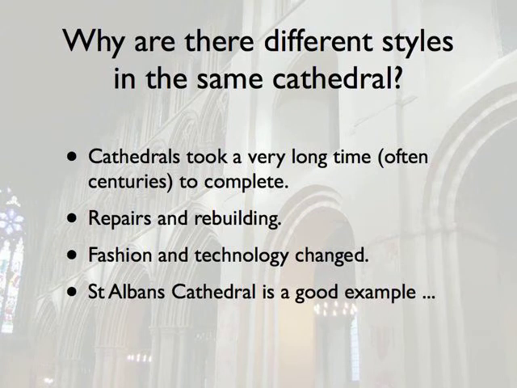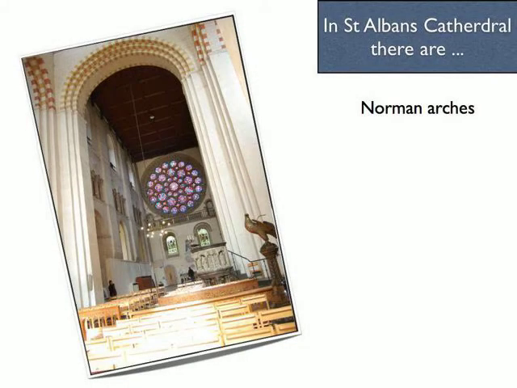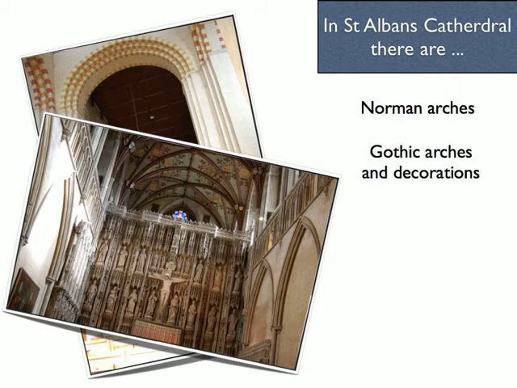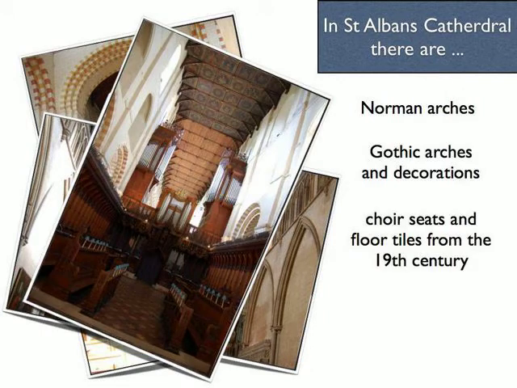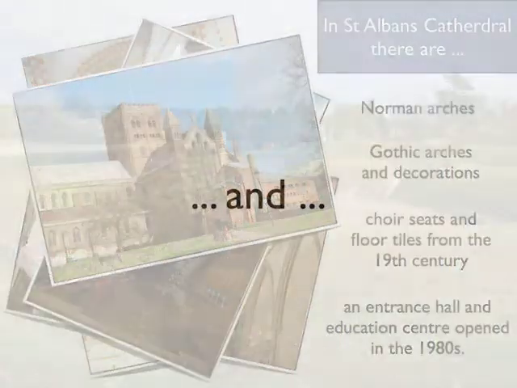St Albans Cathedral is a good example of a cathedral with many styles. It has Norman arches, Gothic arches and decorations, choir seats and floor tiles from the 19th century, and an entrance hall and education centre opened in the 1980s. And St Albans has one more piece of interesting history.